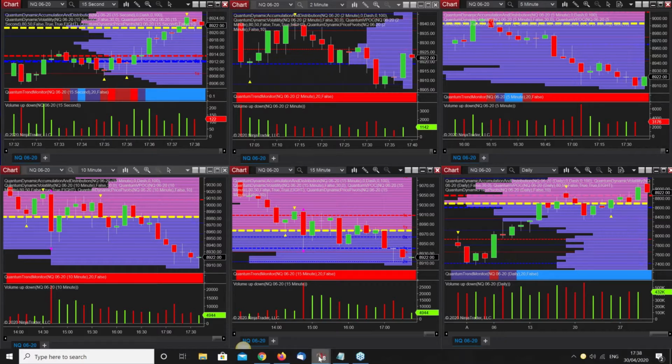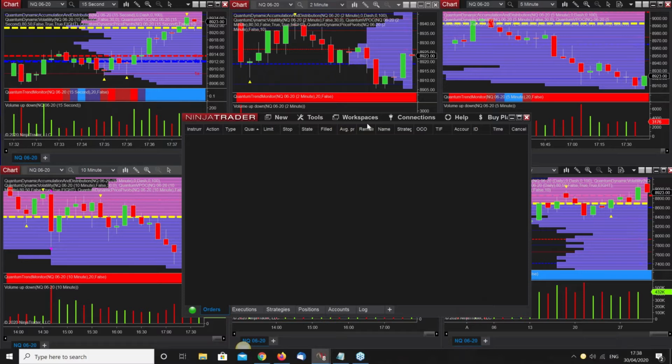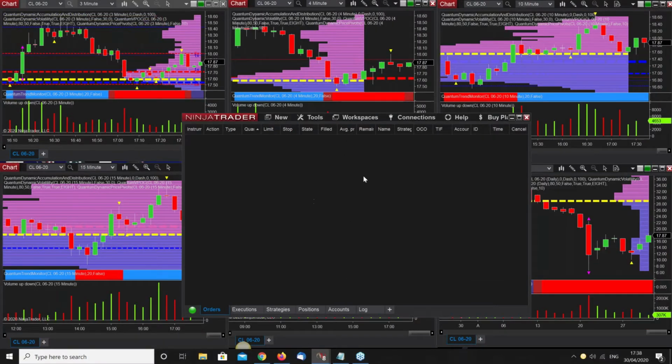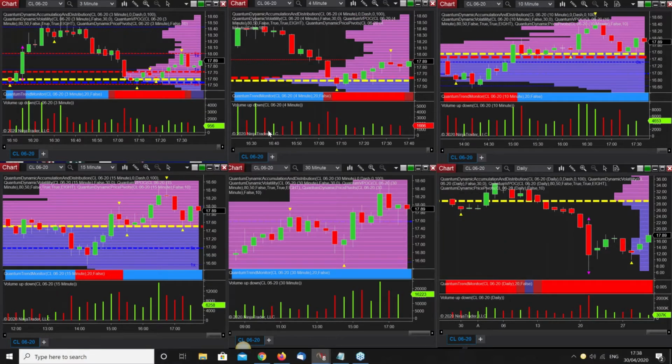So let's just hop over onto oil for a moment, just to see where that's going, as that was developing a nice trade earlier on. And what I wanted to show you really was, if we start with the 3 minute, 4 minute, 10 minute across the top, and then 15, 30 and daily down at the bottom. In terms of the daily, this is where we are. That's the key candle. That was the huge volatility spike.